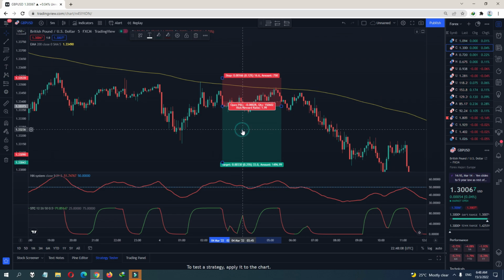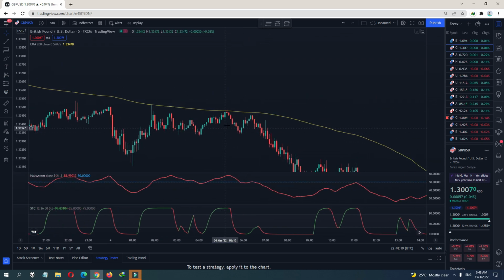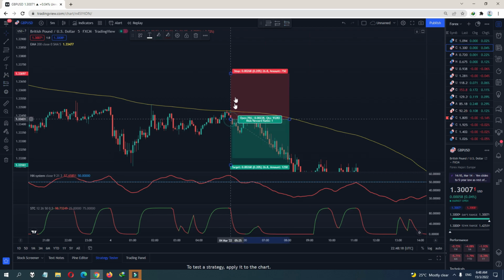And here we have another sell here. Stop loss maybe right there.